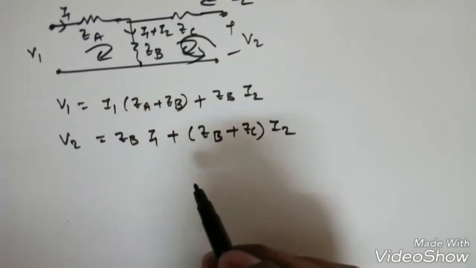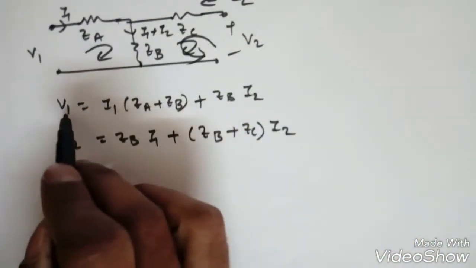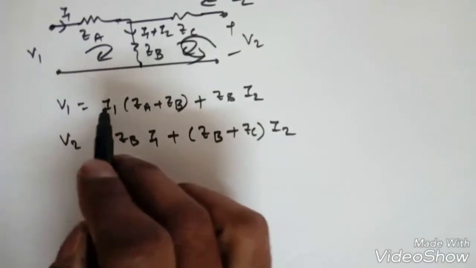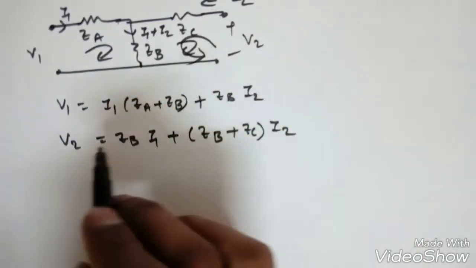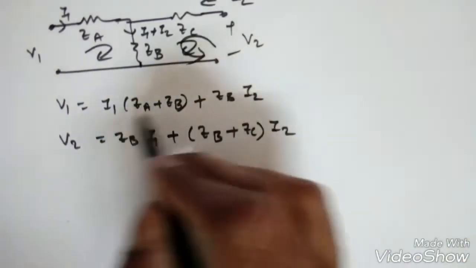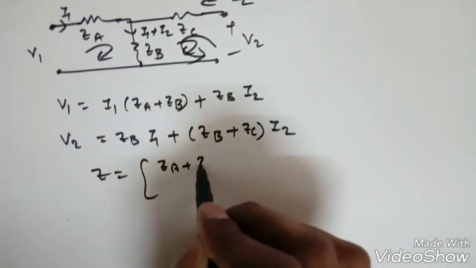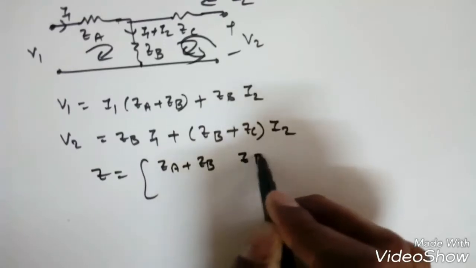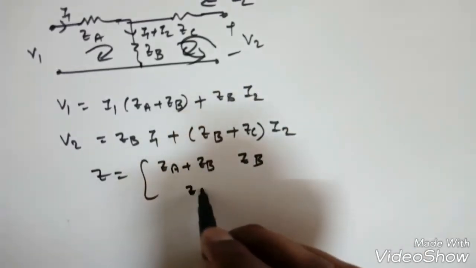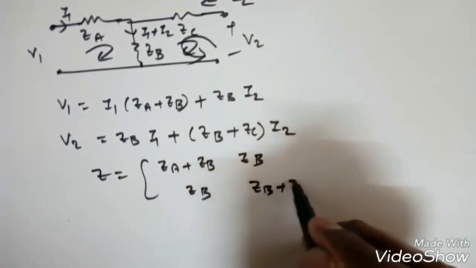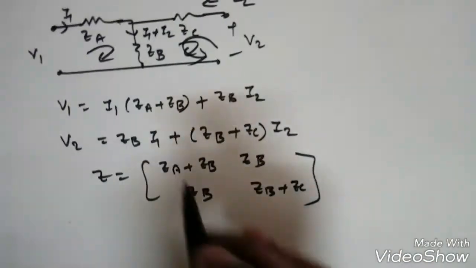Now the rule is just to find the relationship between V1 and I1, I2, and similarly V2 and I1, I2. Then we can find the Z parameters like this: Z11 is ZA plus ZB, and this is ZB only, and this is also ZB, and this is ZB plus ZC. Now it is easy to remember.